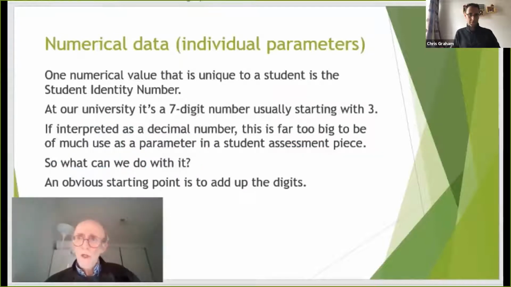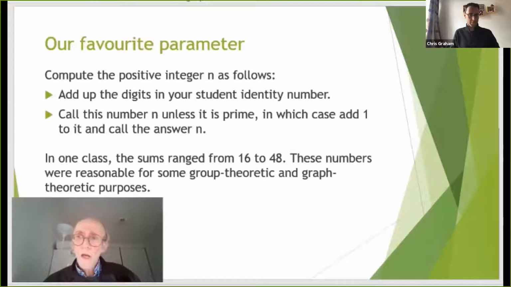It seems natural to try a numerical parameter, and the obvious place to start was with the students' identity numbers. Now, if you interpret them as 7-digit decimal numbers, they're too big to be really useful, so you need to cut them down to size somehow. And the simplest way to do that is just to add up the digits. If the sum was prime, I asked the students to add 1 to it. Otherwise, they were to leave it as it was. This gave them their special number n.